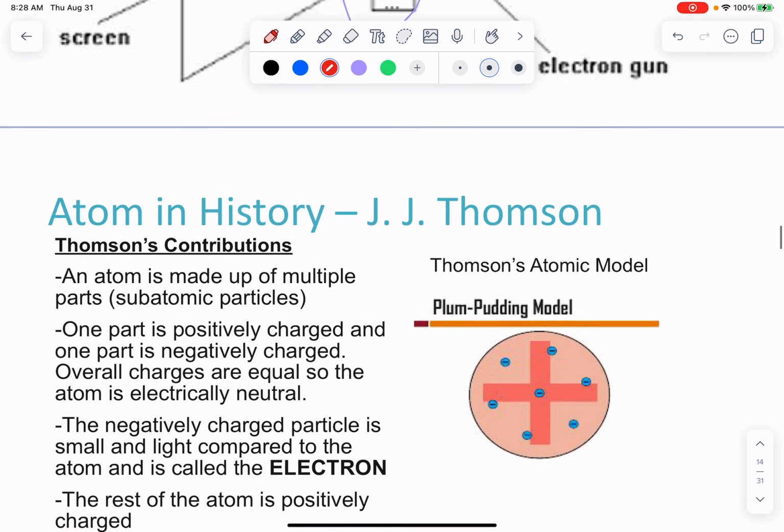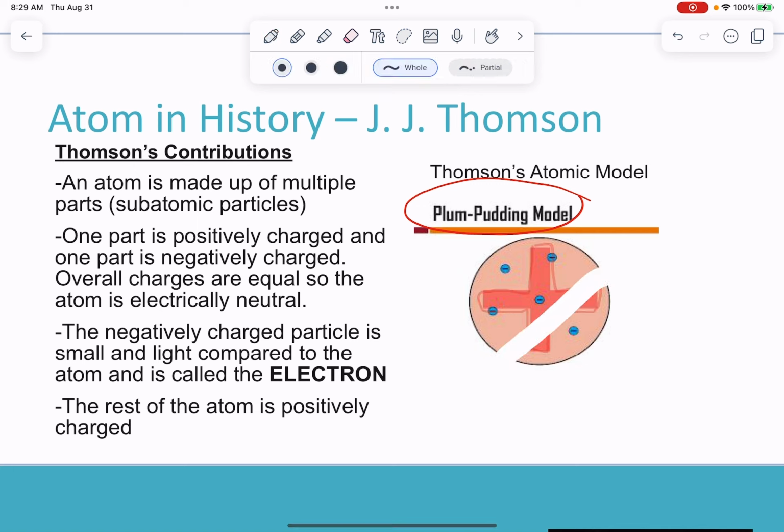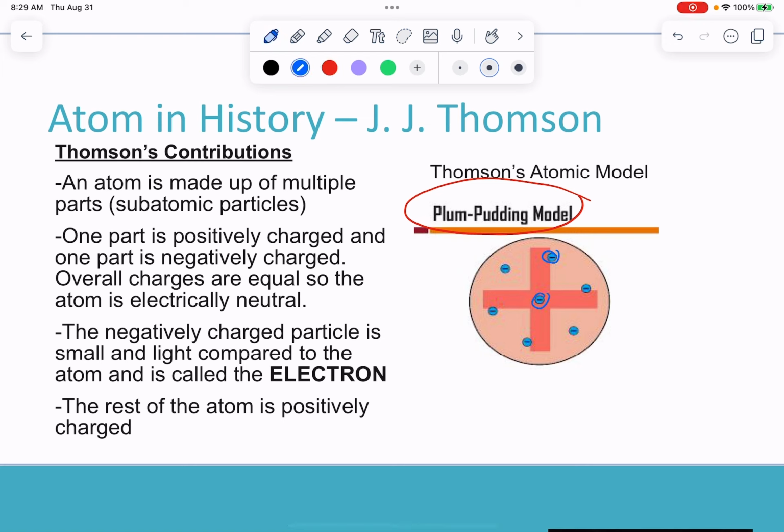So he came up with what's known as the plum pudding model of the atom, where he said, hey, atoms, instead of just a ball, like Dalton proposed, are actually a positively charged ball. And within this positively charged atom, there are little negative particles with a negative charge.